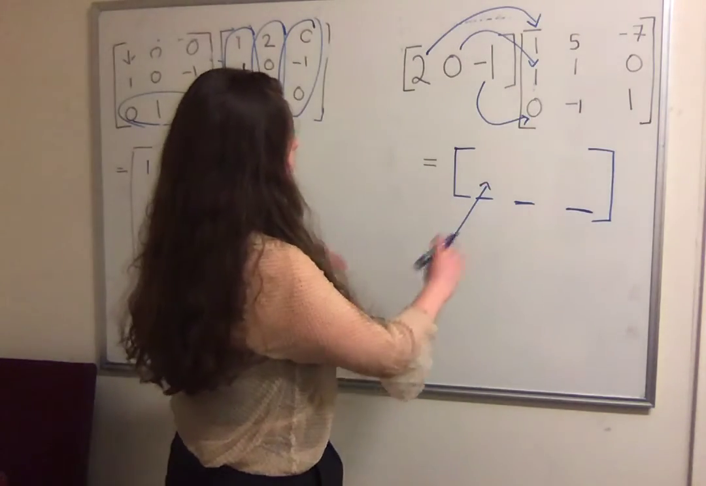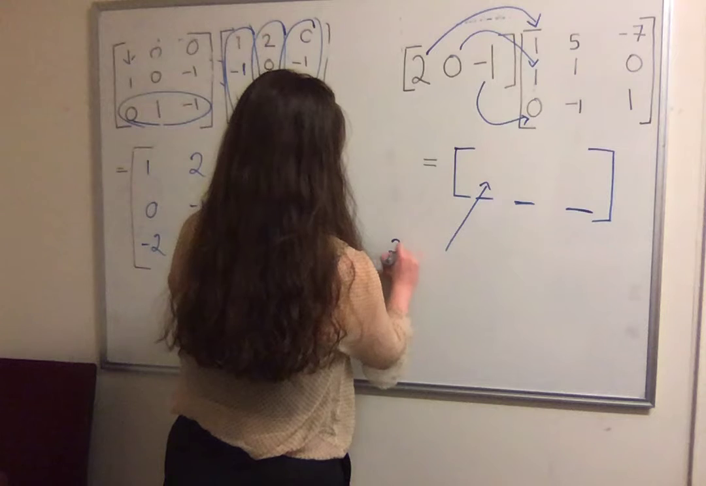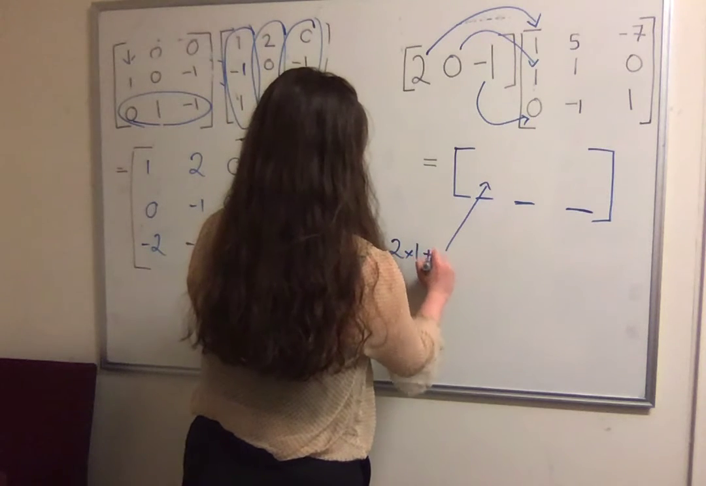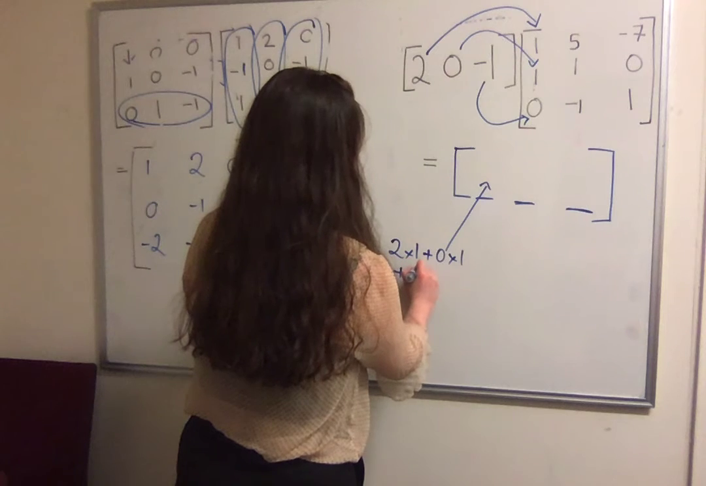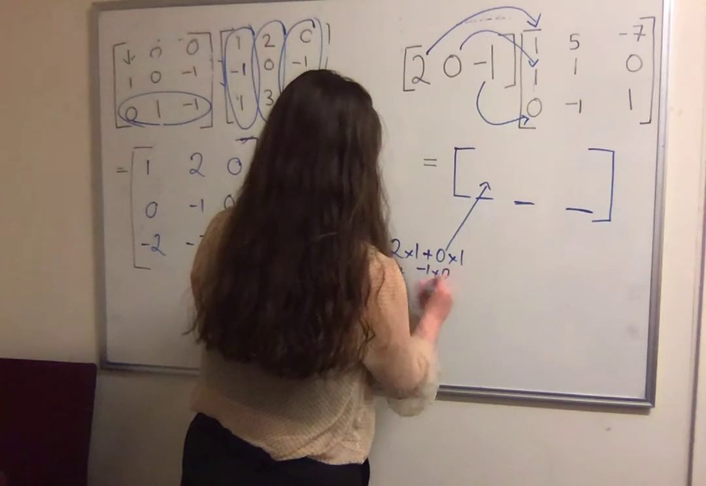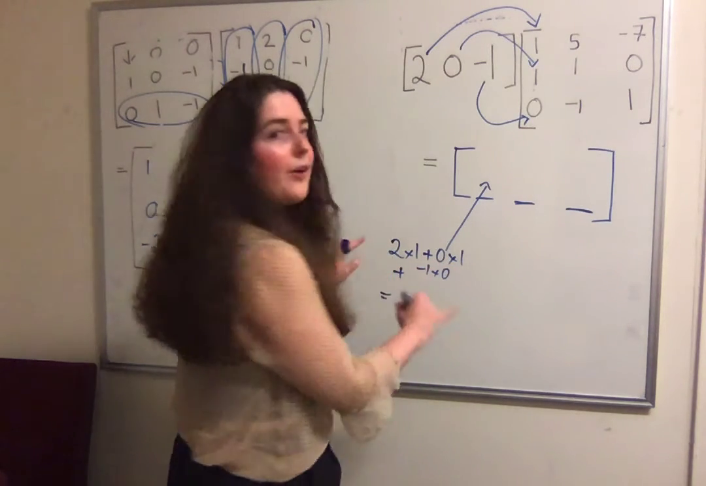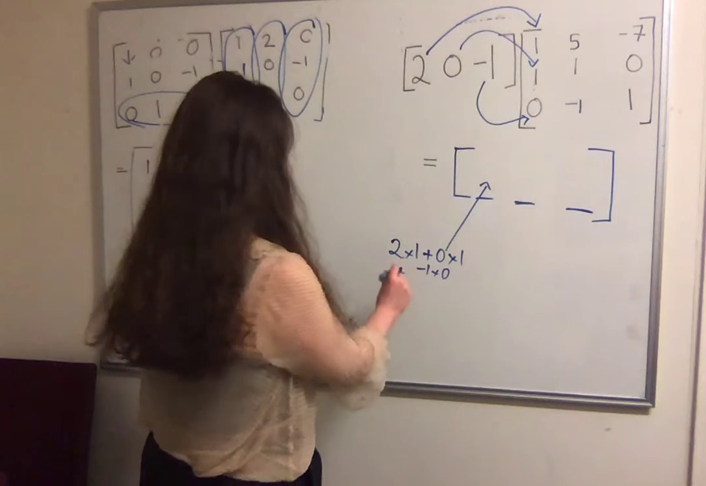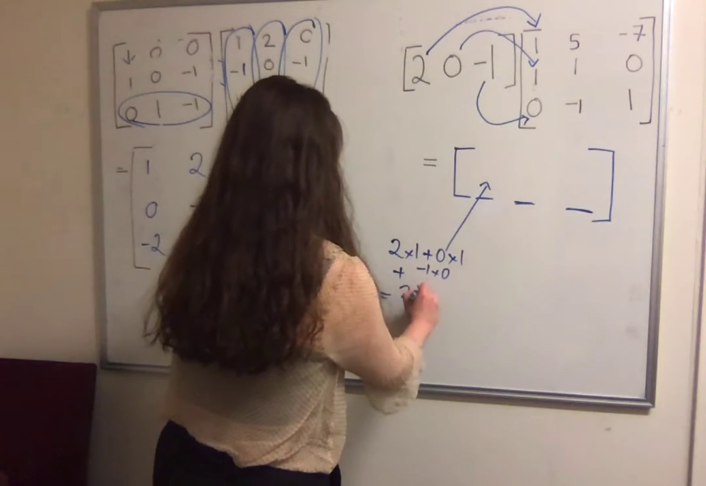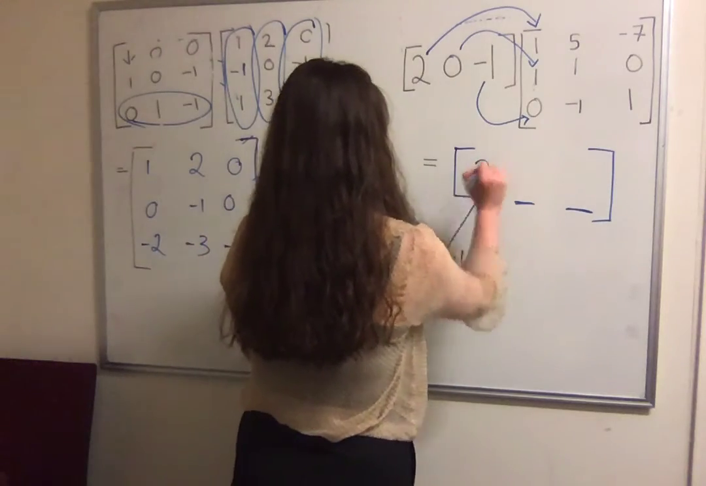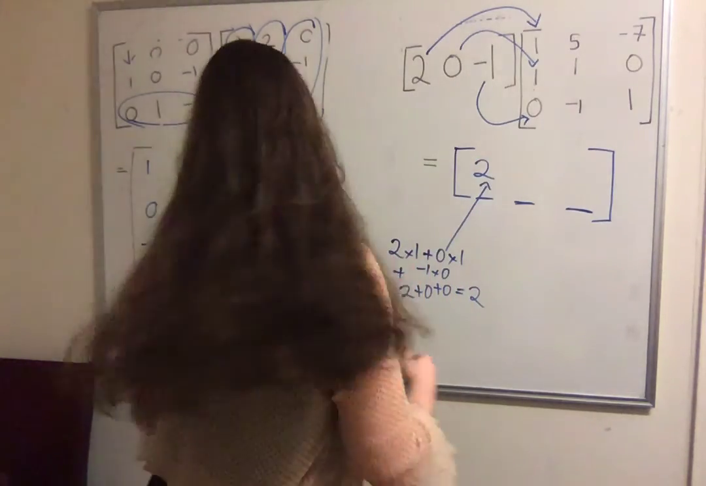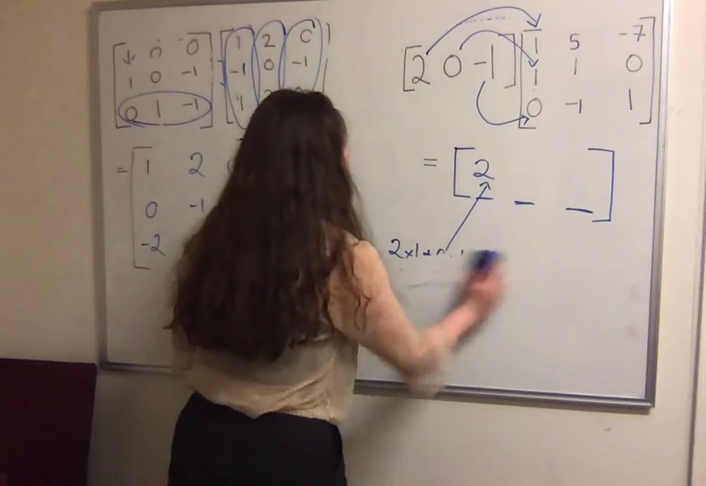So just to write this all out, we've got 2 times 1 plus 0 times 1 plus negative 1 times 0, which is equal to, sorry this is very messy but hopefully you get it. So 2 plus 0 plus 0, which is equal to 2. That's a 2 there. I'm just going to rub this out.